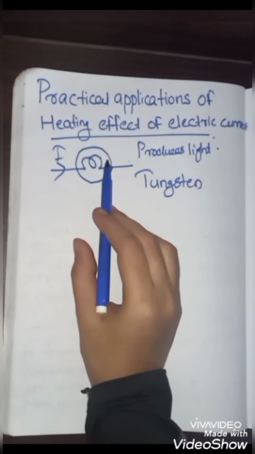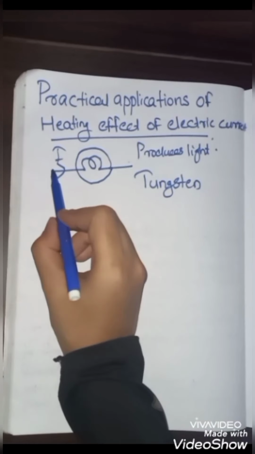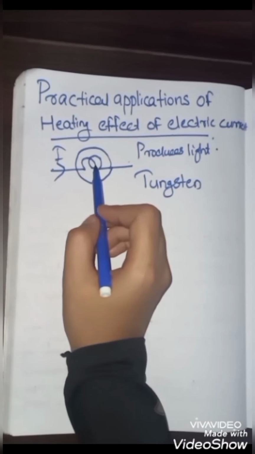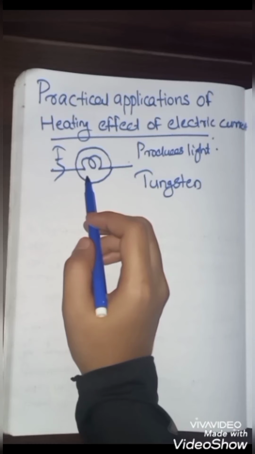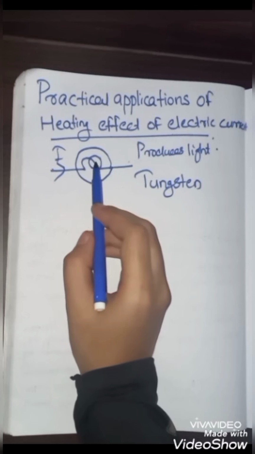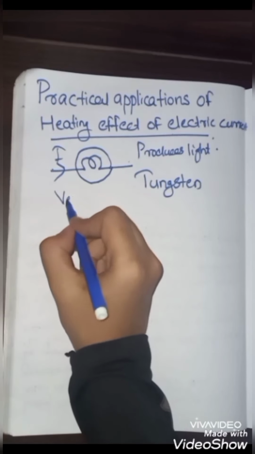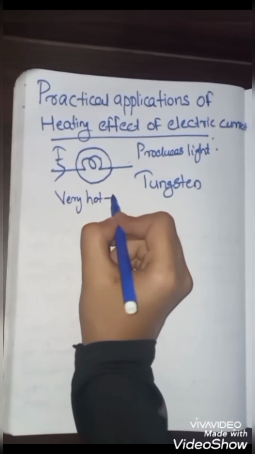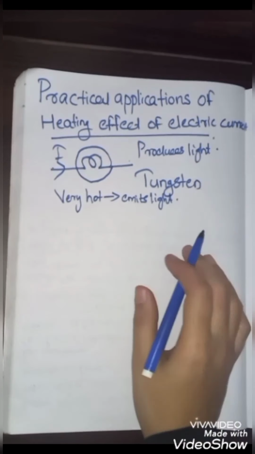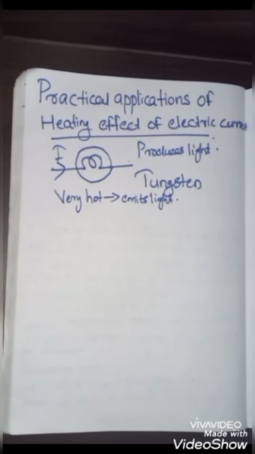Thus it emits light. That is, the filament of the electric bulb gets heated when the current passes through it, and the heat produced is as much as possible so that the filament gets very hot and it emits light. While touching the electric bulb, you can feel the heat on it. This is the reason. Here the filament gets heated and it emits light.